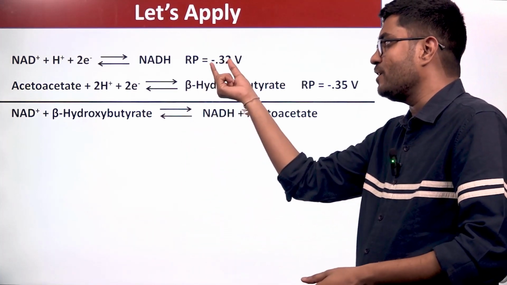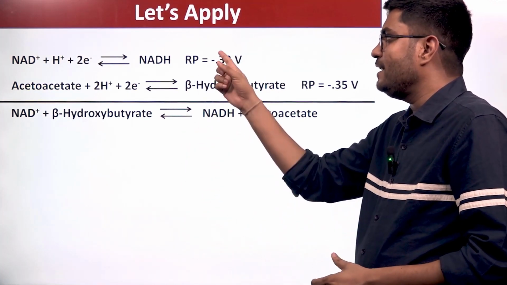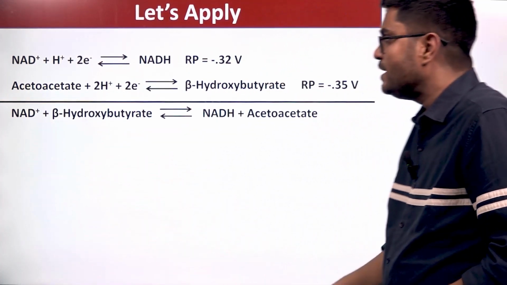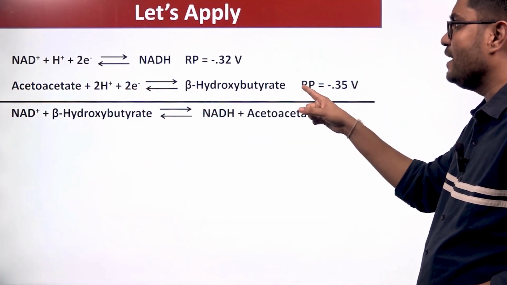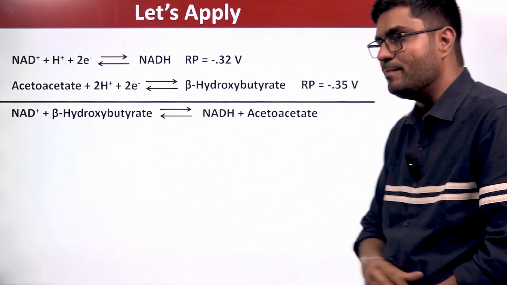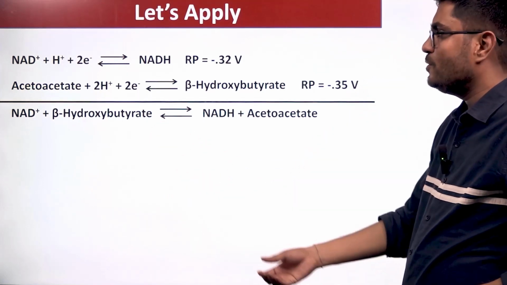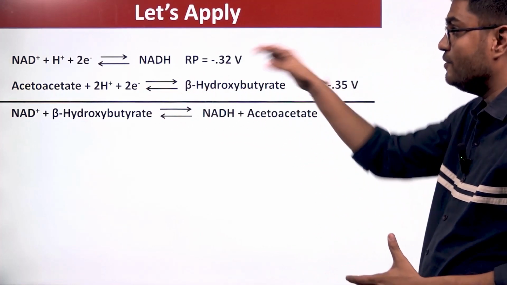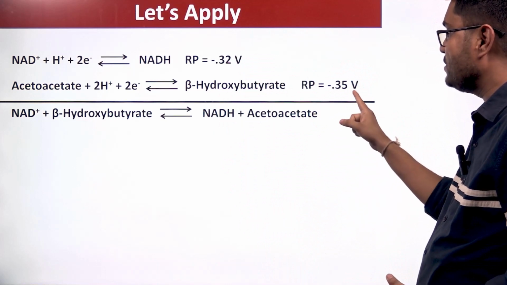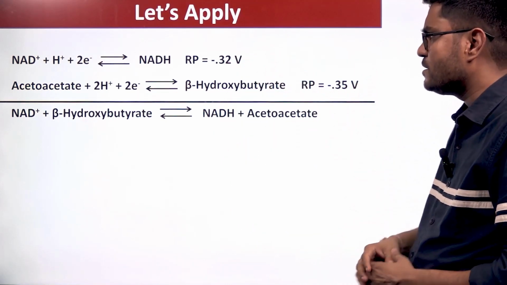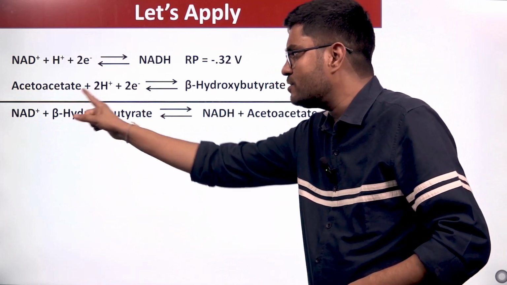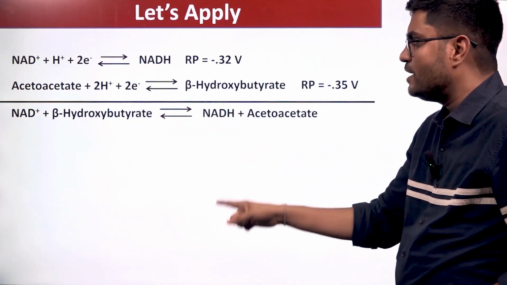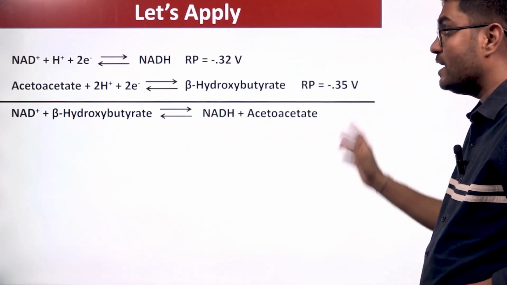Since the reduction potential of NAD plus is high, it would like to accept the electron. So NAD plus is accepting the electron. This reaction will not occur in the forward direction, it will start occurring in the backward direction, because the reduction potential value is low, so acetoacetate cannot accept the electron. Instead of that, beta hydroxybutyrate will give the electron, because its reduction potential value is lower than this process. So NAD plus will accept 2 electrons given by beta hydroxybutyrate, and NAD plus will convert into NADH, and beta hydroxybutyrate will convert into acetoacetate.